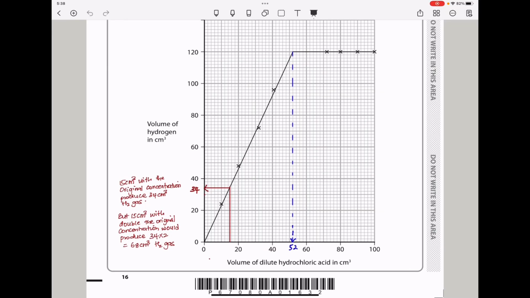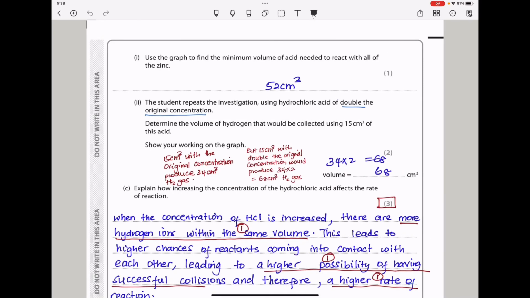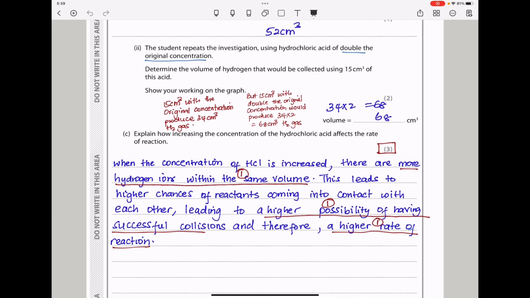When we come to 15 centimeters cubed of the acid and work upwards to the graph, the volume of hydrogen that must have been produced is 34 centimeters cubed. However, when we double the concentration, it means the volume is also going to double. So 34 times 2 gives us 68. And therefore, 68 centimeters cubed of gas would have been produced.